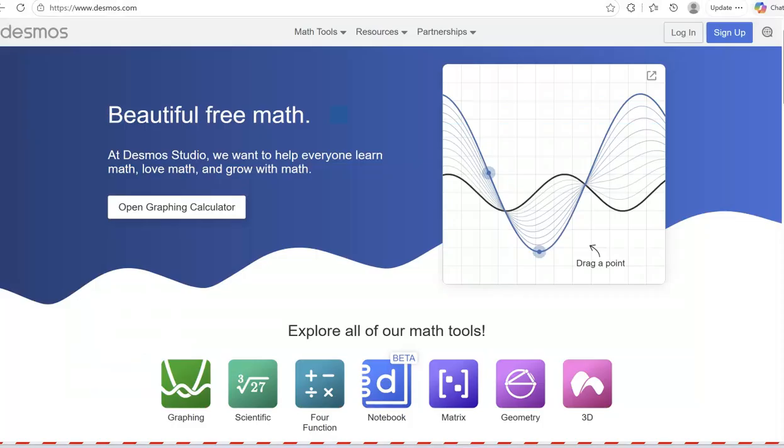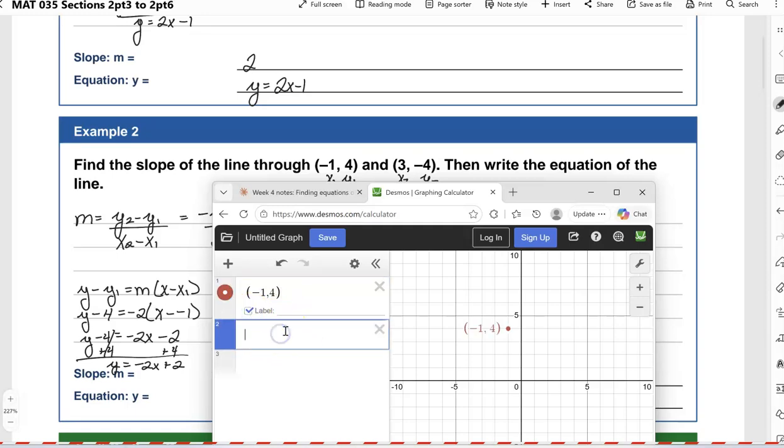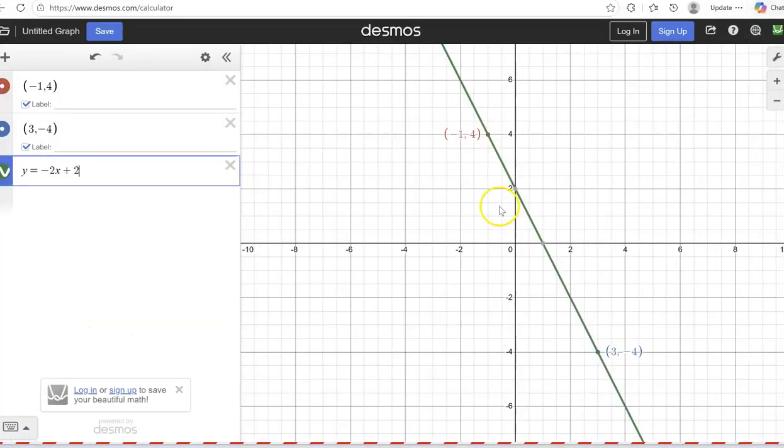So I want to show you what's happening graphically here. So I'm going to use Desmos. I can just go to desmos.com, open the graphing calculator, and I'm going to graph the points. So I have (-1, 4), and then I have the point (3, -4), and I'm just typing them in using my keyboard on my computer. I found the equation of the line between those 2 points, and we said that's y equals -2x plus 2. You can see how that line goes through both of those points. So that's what we're finding here.